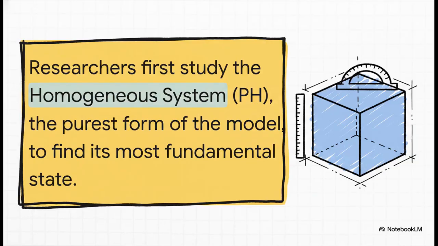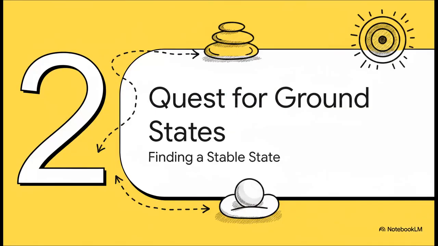The researchers kick things off with what they call the homogeneous system, or just pH. The easiest way to think about this is that it's the simplest, purest version of their model. It's like the basic blueprint, you know? And their first job is to figure out its most fundamental, most stable state. And that leads us perfectly into our second section, the quest for ground states. This is really the heart of the paper. It's all about finding a system's favorite state, its most natural way of being.